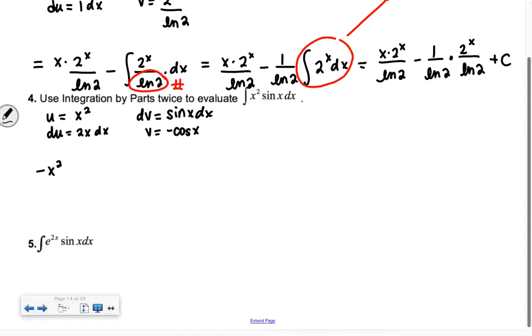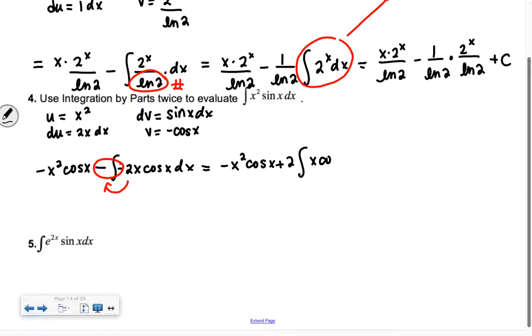So negative x squared times cosine of x, and then minus the 2x dx times negative cosine of x, so negative 2x cosine of x dx. You can clean it up a little bit, like these two negatives and the two. There's lots of things you can do to clean it up. So I'm going to write it as negative x squared cosine of x plus 2 times the integral of x cosine of x dx. And this is where you guys are like, why? Do you see? We do it again.